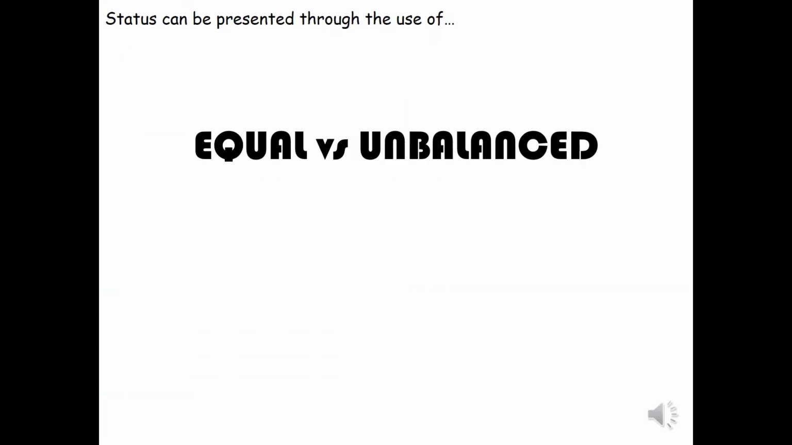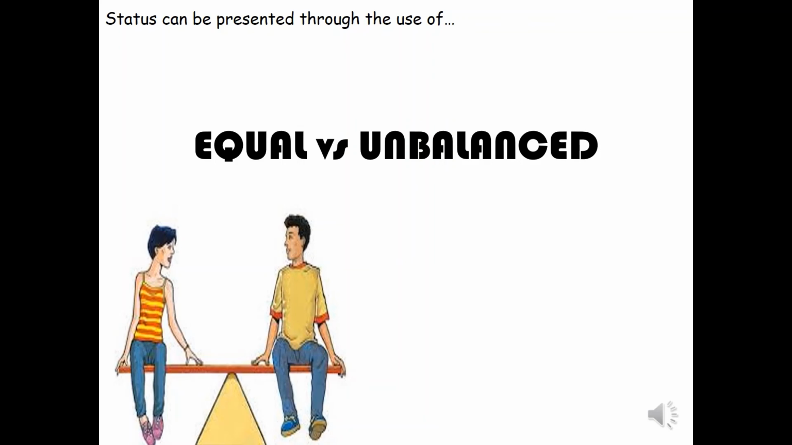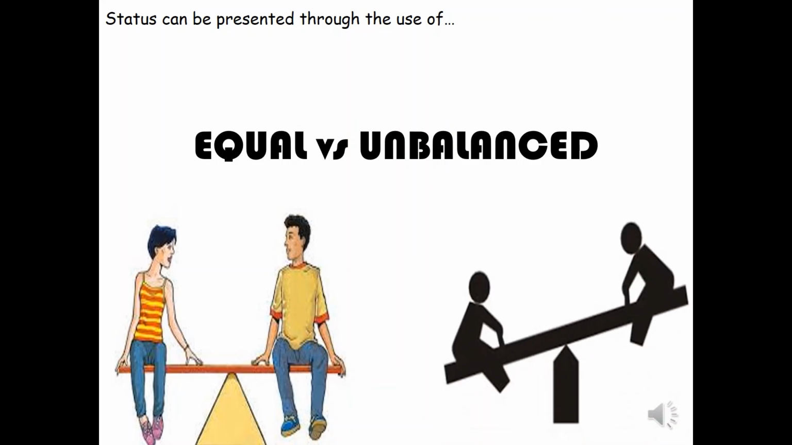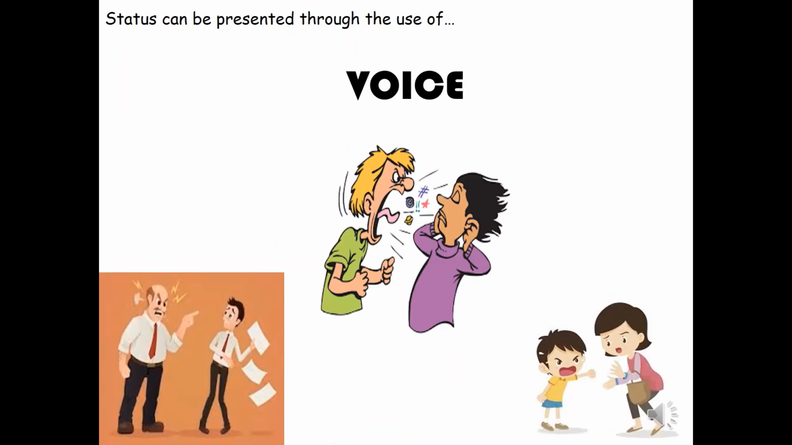Equal and unbalanced status. So again, we look at equal status, where here we have two characters who are sat on a seesaw, sat at the same level, so you could argue that they have equal status. However, with this image, the seesaw is slightly raised. One character is higher than the other. This image suggests that status can change regularly between characters in a performance. Status can also be presented through the use of your voice, the tone of your voice, the pitch of your voice, or the volume that you use for your voice, or the pace that you use for your voice.